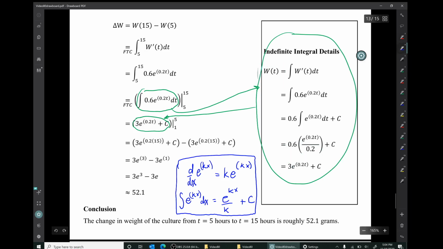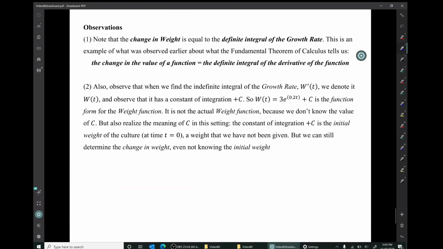So our conclusion is that the change in weight is roughly 52.1 grams. Similar observations should be made here. Remember, the change in weight is equal to the definite integral of the growth rate. So that is, the change in value of a function is equal to the definite integral of the derivative of the function. That's what the fundamental theorem of calculus tells us.